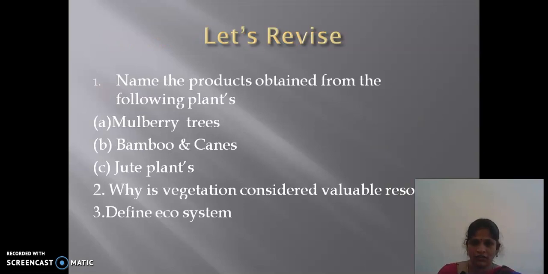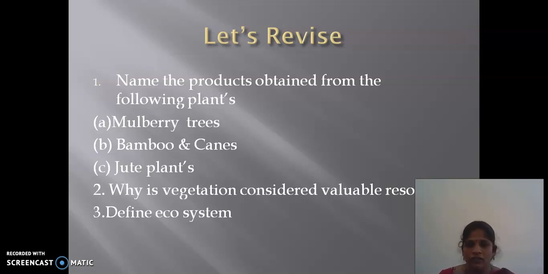Yes, children, let's revise. Now the first question for you. Name the products obtained from the following plants: mulberry trees, bamboo and canes, jute plants. I'll leave the first question for you. You want to read your textbook, the first paragraph, and give the answer for these three questions. That is, what you are taking from mulberry trees, bamboo canes, jute plants.